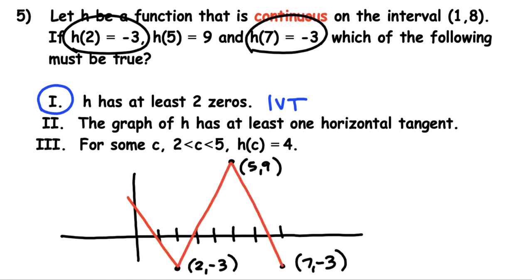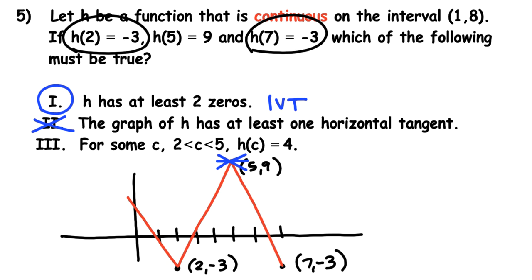Maybe the graph goes like that. Now there are no horizontal tangents. Sure, there's a max and a min, but this is not a horizontal tangent here. Who's to say that the tan line doesn't go like that or like that? All of those hit once at (5, 9). So this does not have to be true.